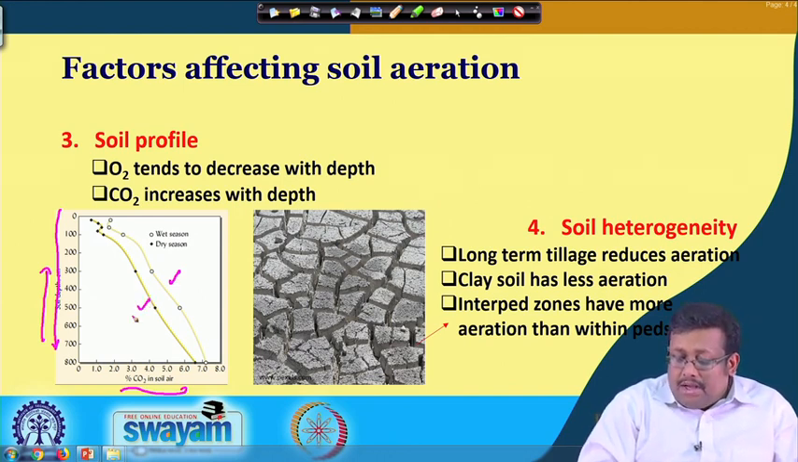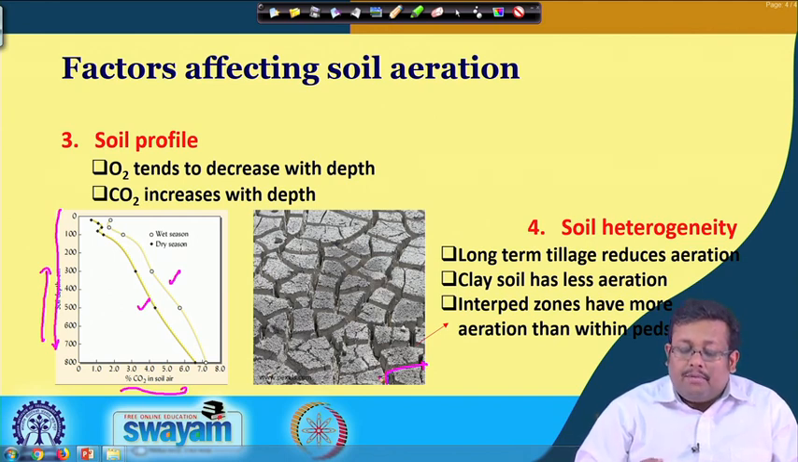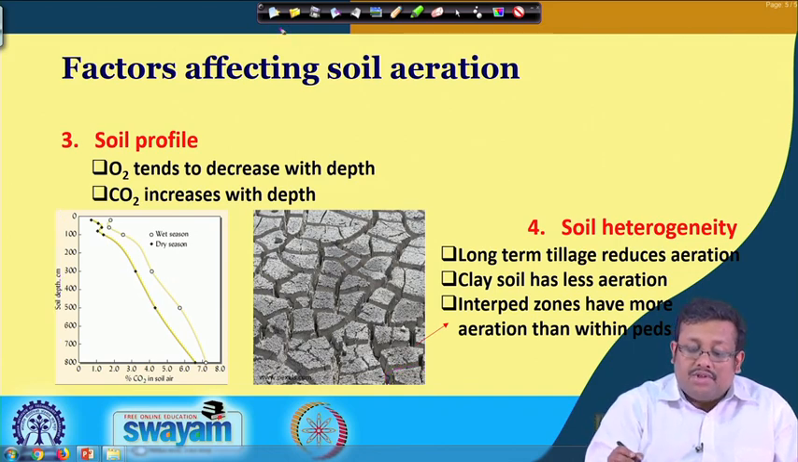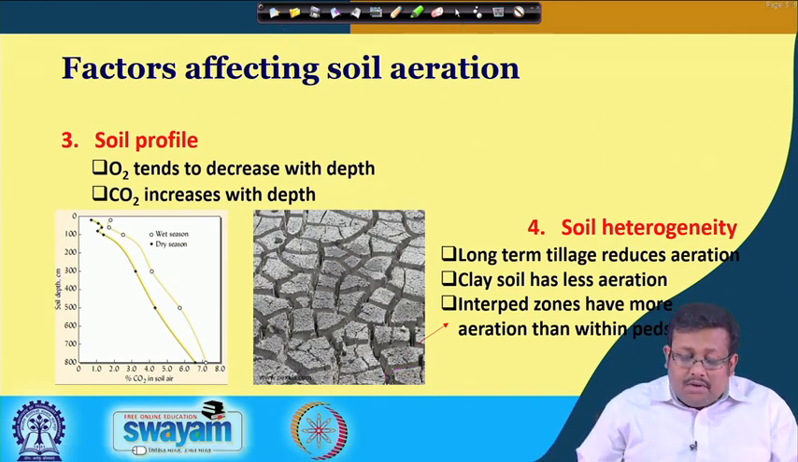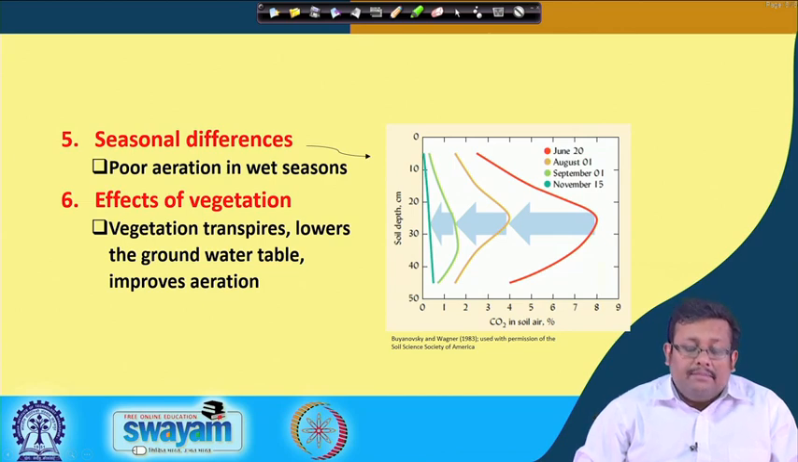And also, as you can see from this picture, these are clays, soils which show their swelling and shrinkage properties, as we have discussed in the case of vertisol. And in this, interpade zones show more aeration than within the pades. So, this soil heterogeneity also has an important function in controlling soil aeration. So, let us go to the next slide and see the other important aspects.